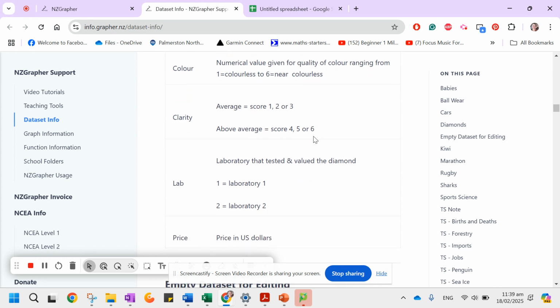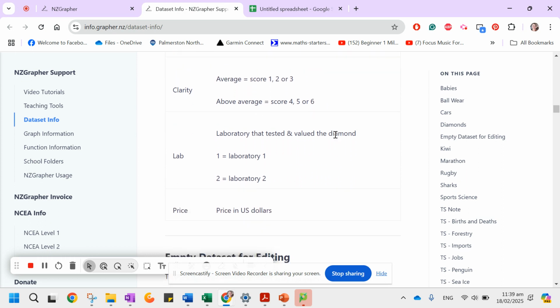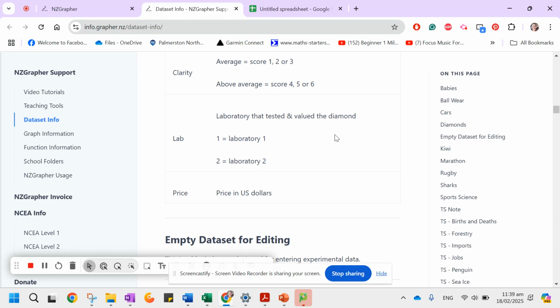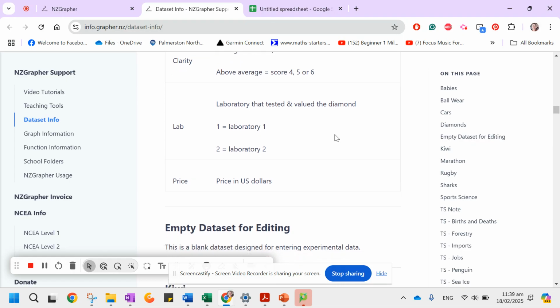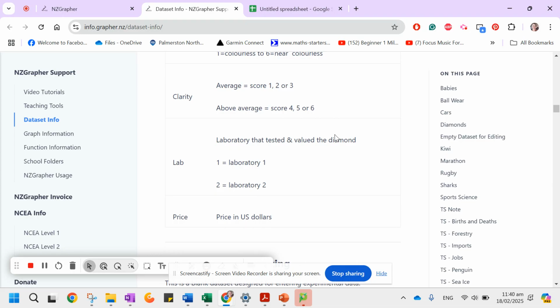Categorical. The lab where it was tested, we can see there's just two labs there, 1 and 2, so categorical, and then we've got the price in US dollars, so the value it was given, numerical. A reminder, we're going to pick one categorical piece of data and one numerical piece of data. I thought what we might do is have a look at clarity and price.